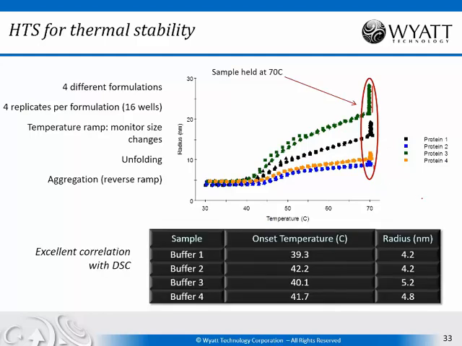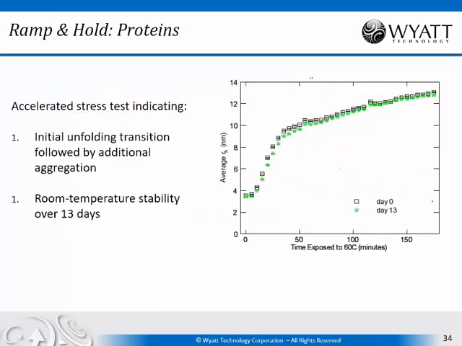The results that we get from this type of temperature ramp do correspond very nicely to DSC, to calorimetry, and so this is a good technique which operates in high throughput and gives you additional information, which is the size and the distribution of sizes that result from the temperature stress.